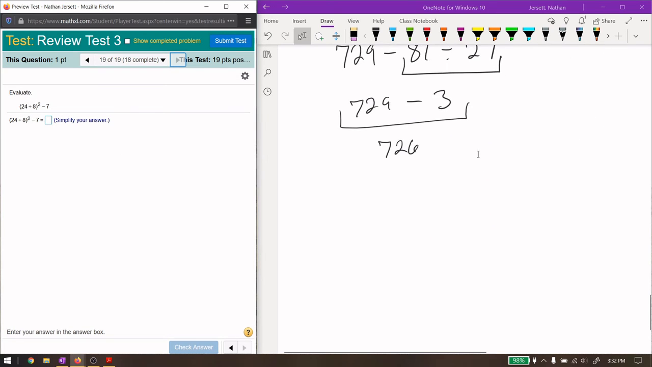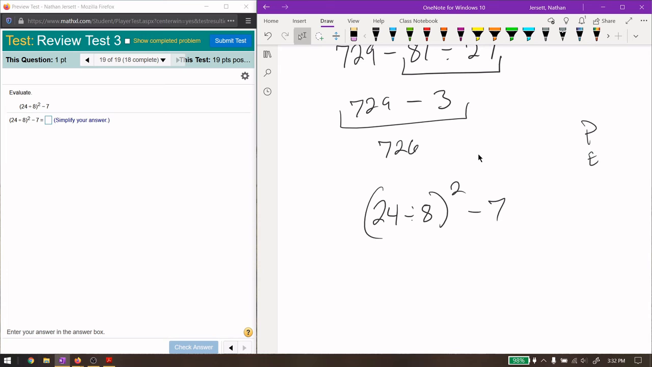Last one, same process. 24 divided by 8 squared minus 7. Parentheses are first, so we do the inside of the parentheses first, which is going to be 24 divided by 8, which is 3. Now, I wrote parentheses here just to show you that these parentheses just collapse in like that. They don't actually mean anything at this point because there's only a single number in there. There's not an operation. Therefore, you could just drop the parentheses and it wouldn't change anything.